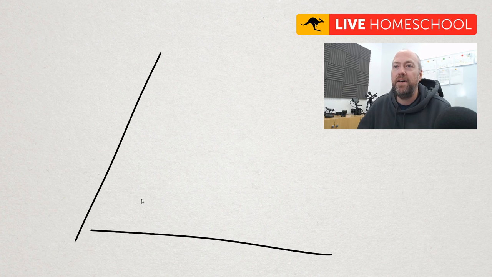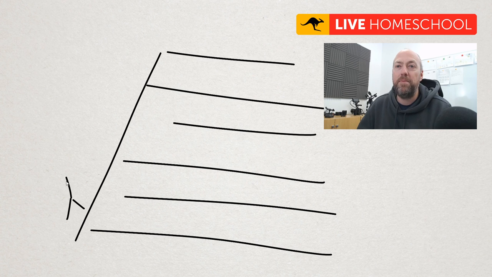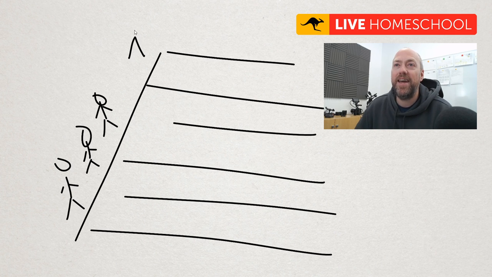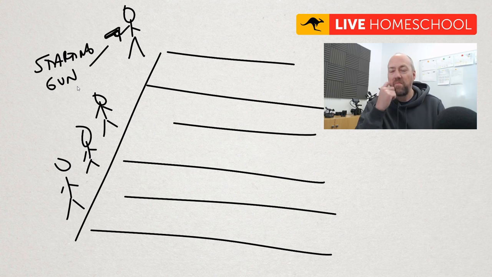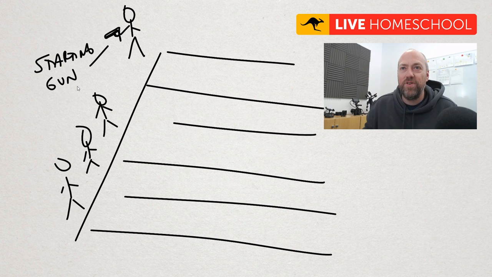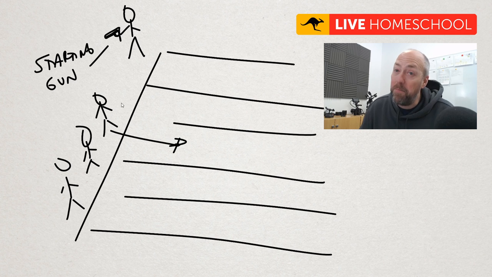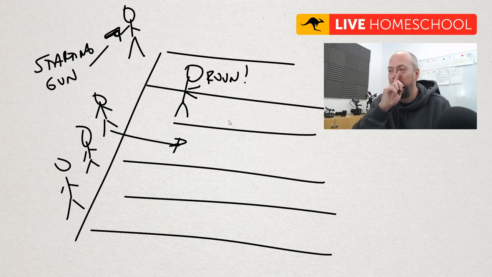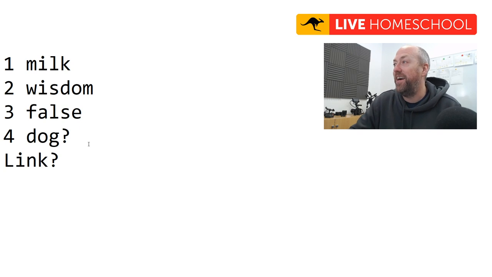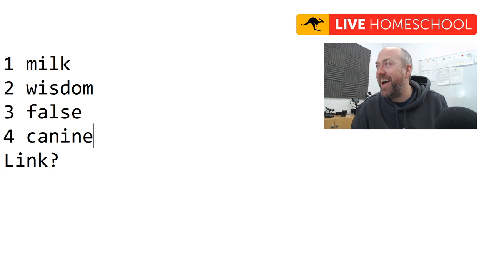So here we have the Olympics, right? And here we have all of the people waiting to run. And here's the man, and he has the gun, the starting gun. When he fires the gun, that's when everybody can run, right? But some people, they jump the gun. Run! Some people go before the gun, they jump the gun, and Tony32 jumped the gun, and he guessed correctly. Canine.